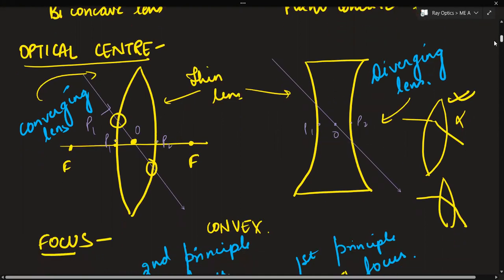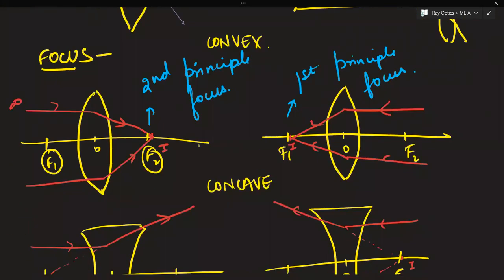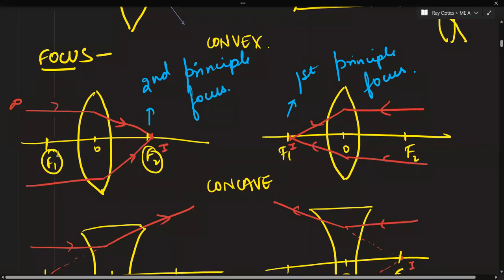Coming to the third topic that I had discussed, yes, focus. This is the first focus, this is the second focus. This is known as the second principal focus, and the first one is known as the first principal focus. Which one will be used? Two foci are there, but the image will converge at a single point. That depends on the direction of light. If the direction of light is from the left side, it will come here. If the direction is from the opposite side, it will converge here.